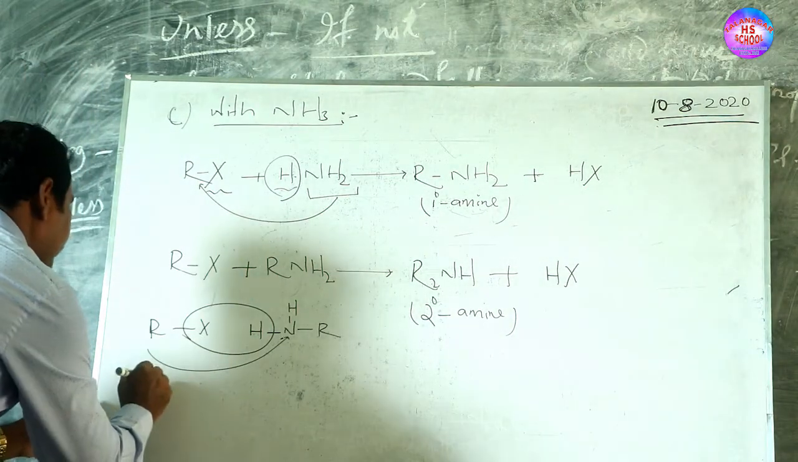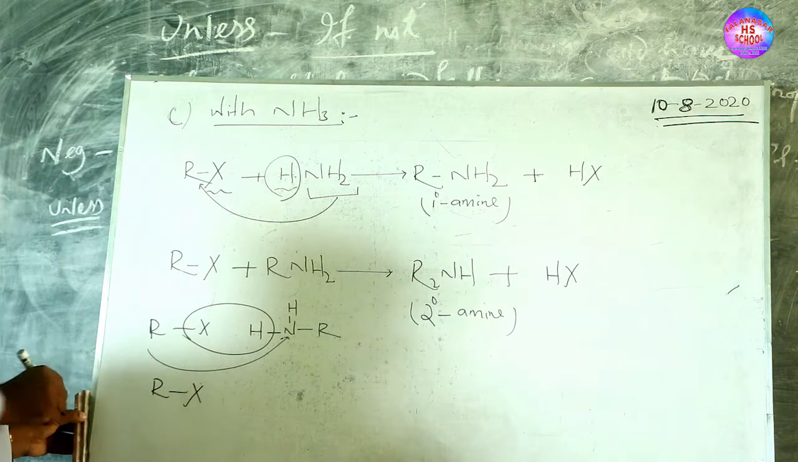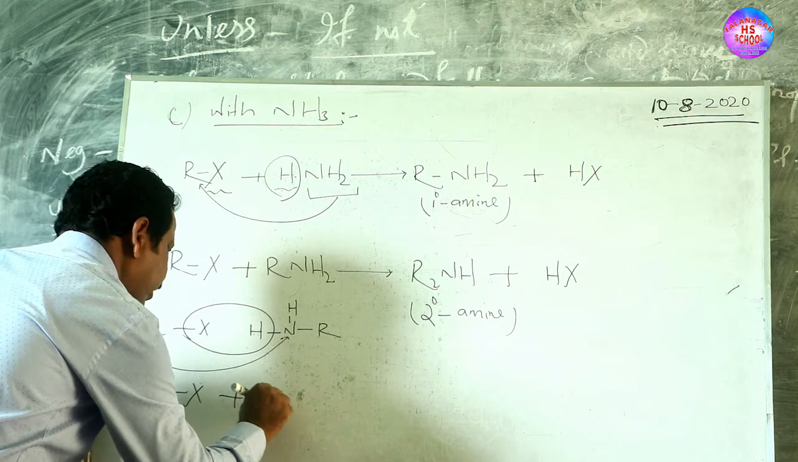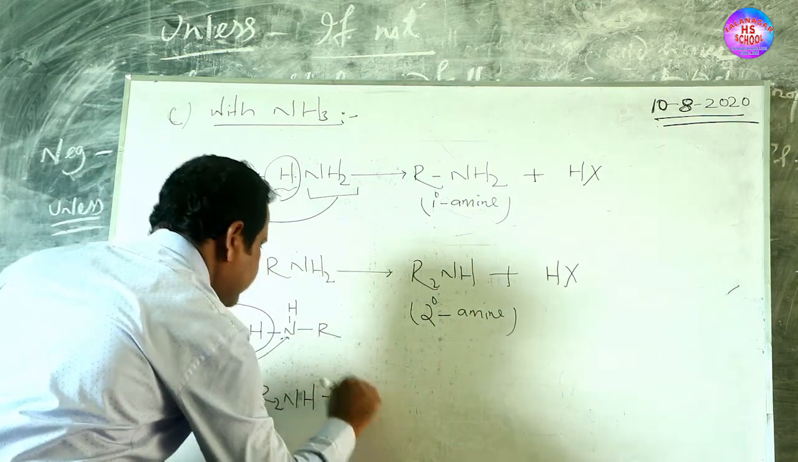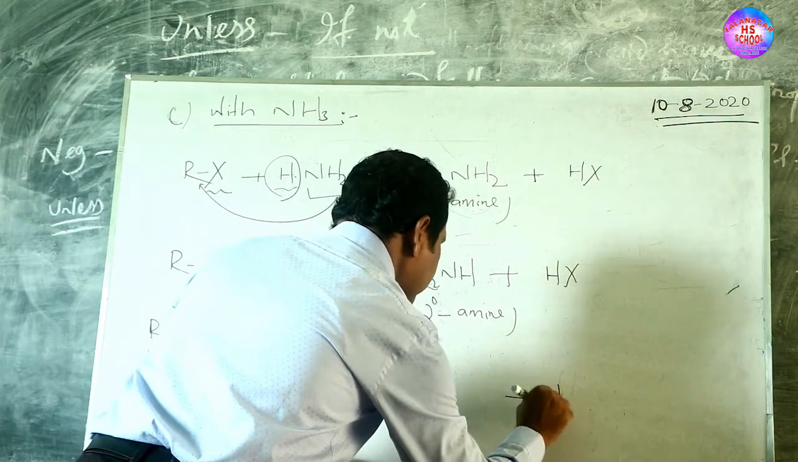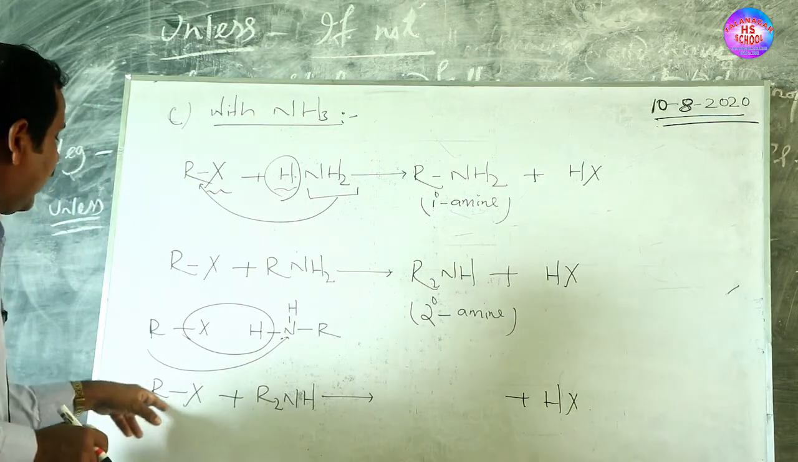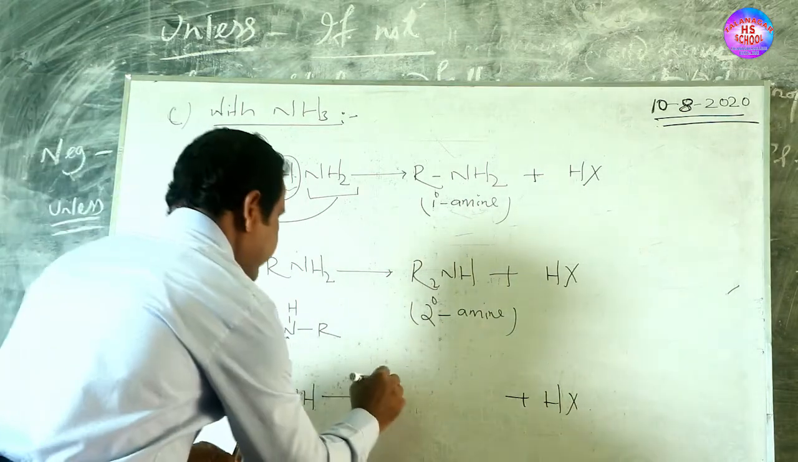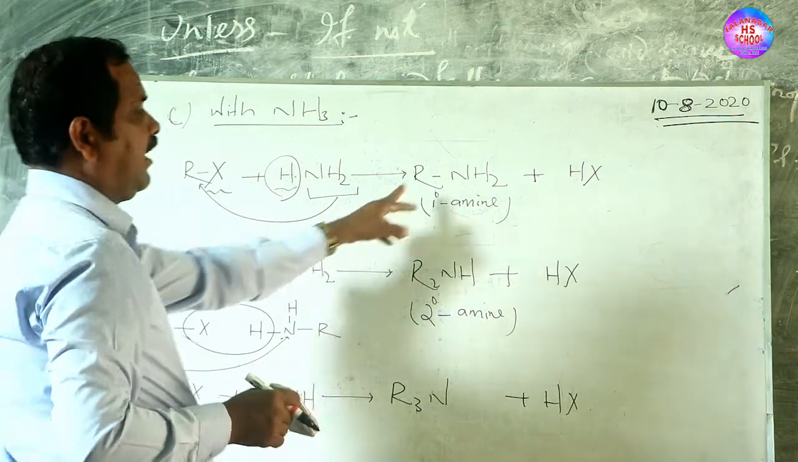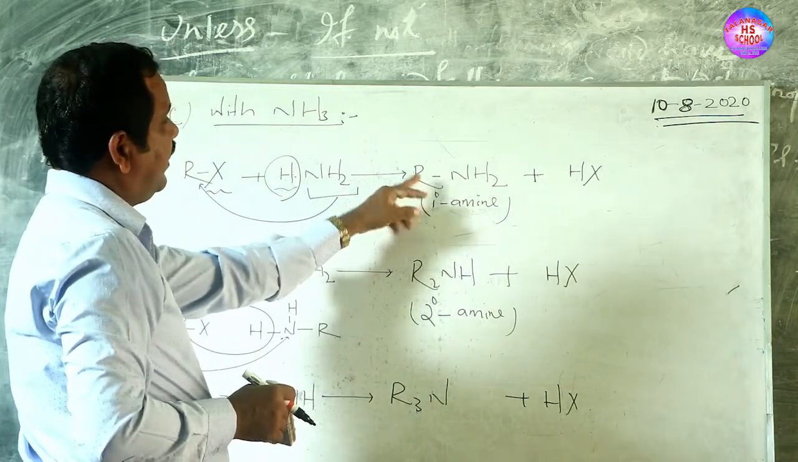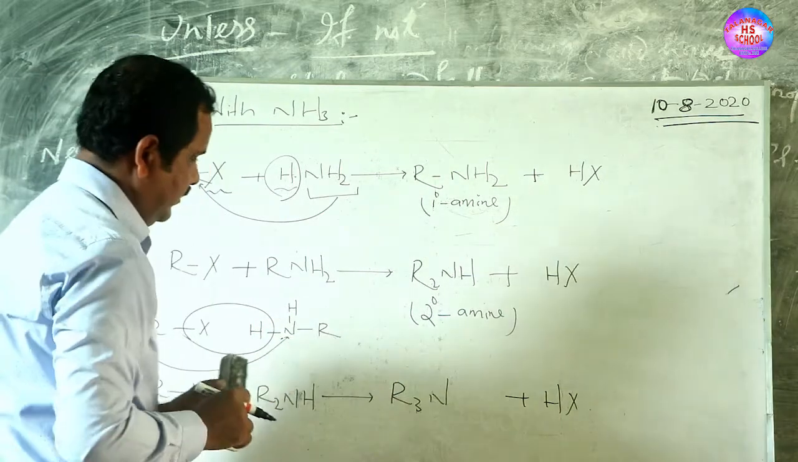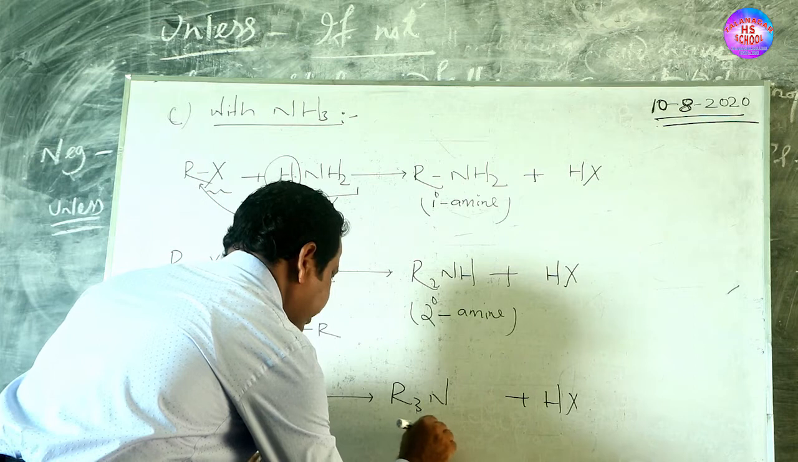Similarly, in the third step, RX plus R2NH, we get the product HX and R3N. R equals alkyl: alkyl amine, dialkyl amine, trialkyl amine. So it is the third amine, tertiary amine.